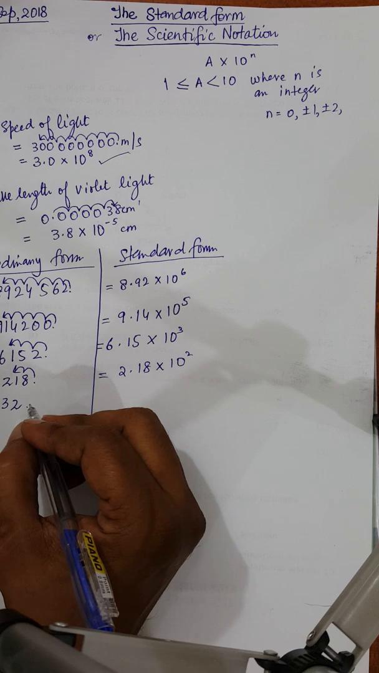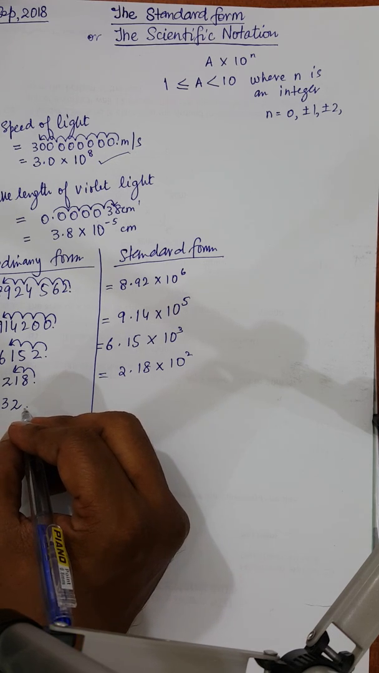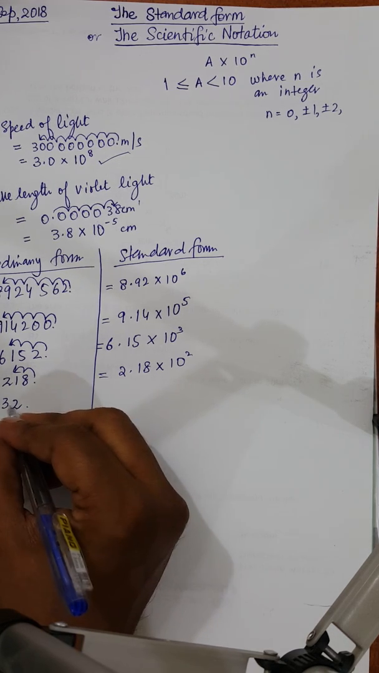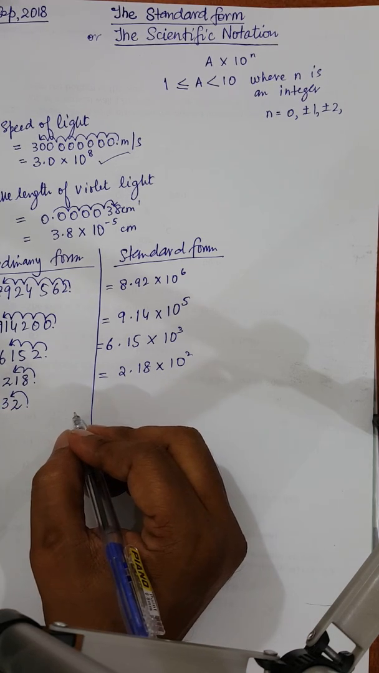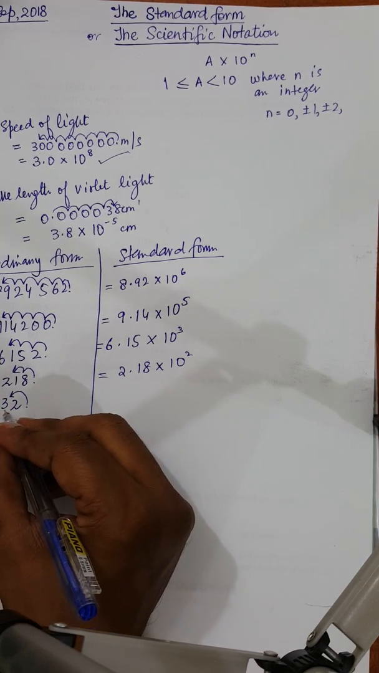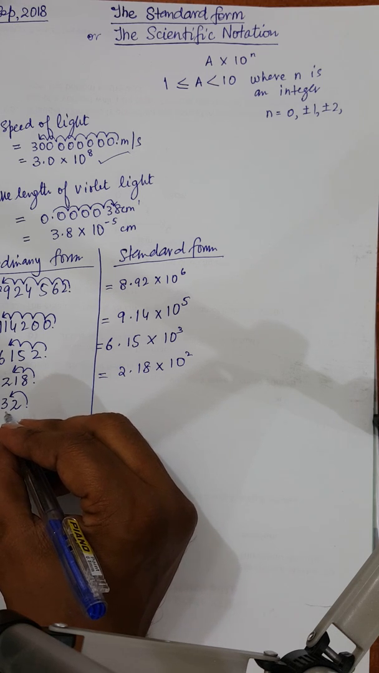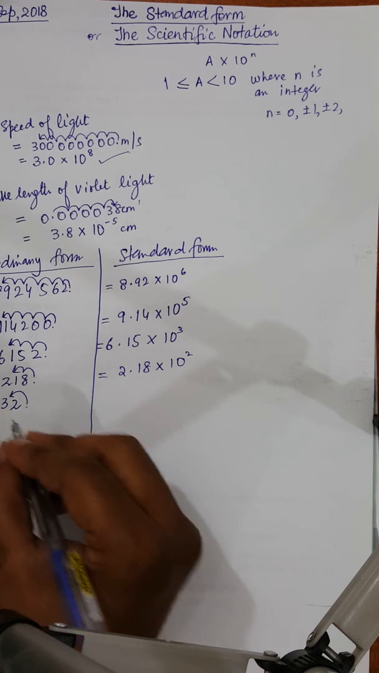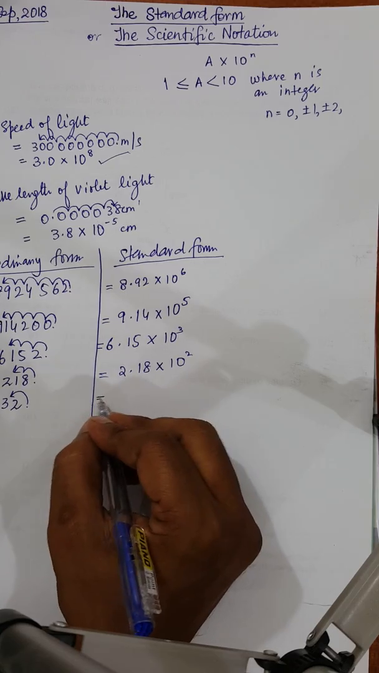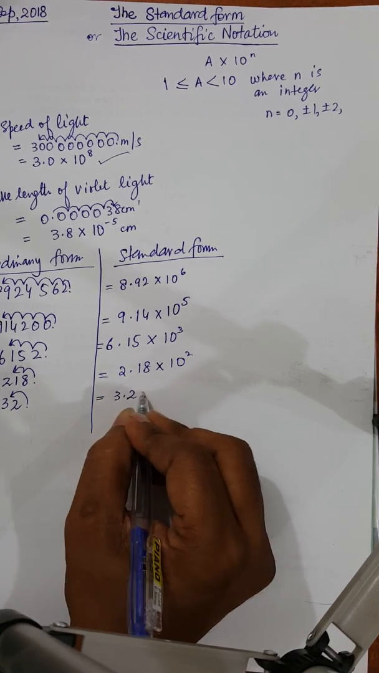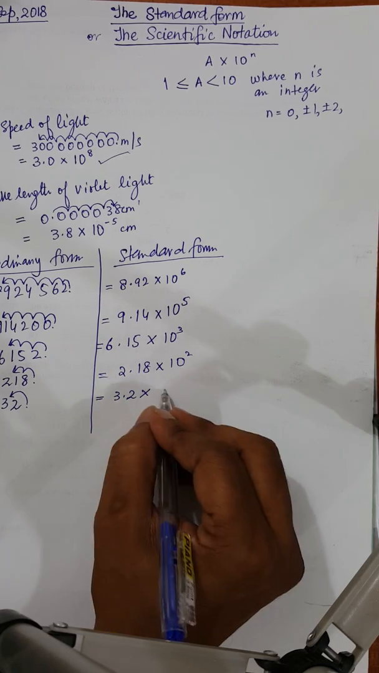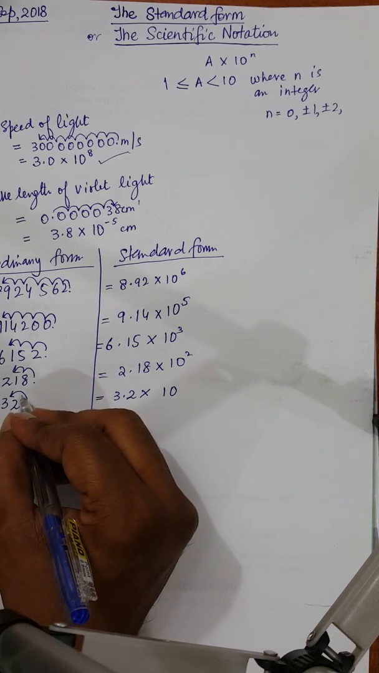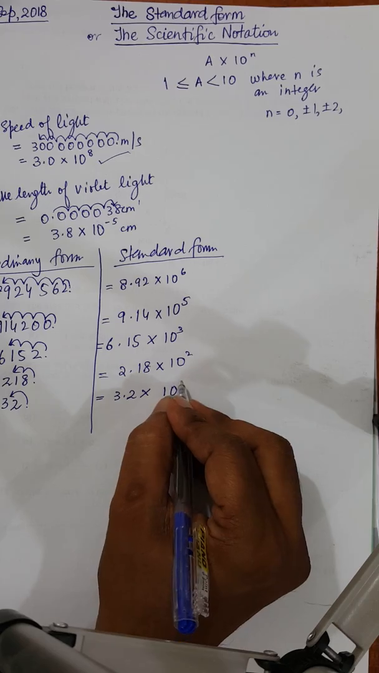So there are 3 rules. In the standard form, the decimal point always comes after the first digit. So we'll bring it here. Step number 2, the first digit should never be 0. It should be either 1 or greater than 1 and should be lesser than 10. So this becomes 3.2. Step number 3, it contains a factor 10 raised to the power n. So what is n? How many decimal places do I move? 1. So 10 raised to the power 1.